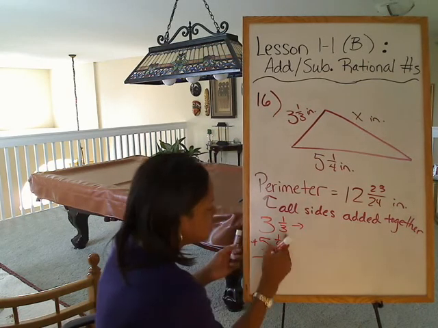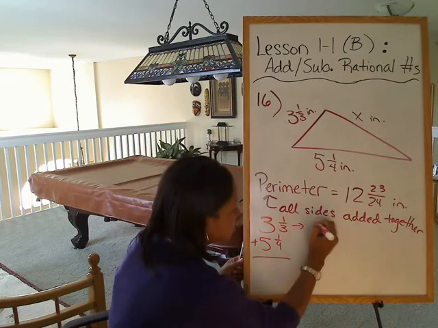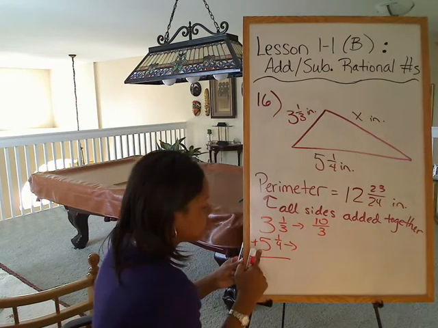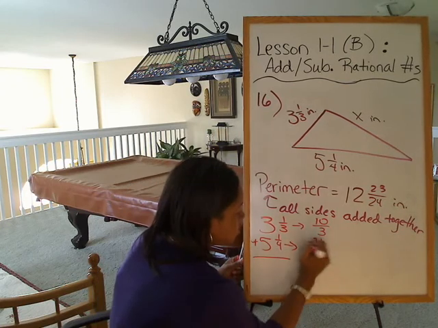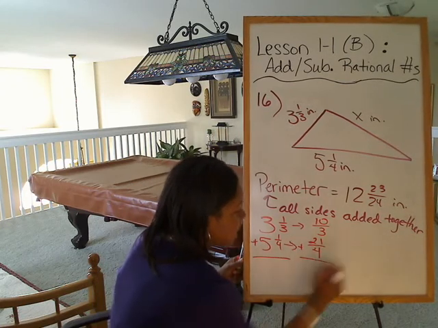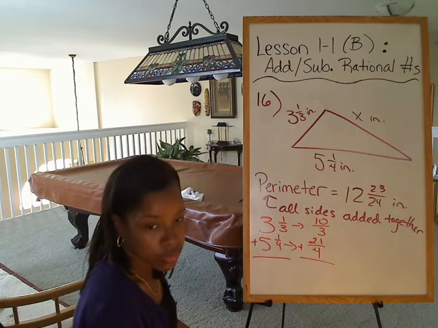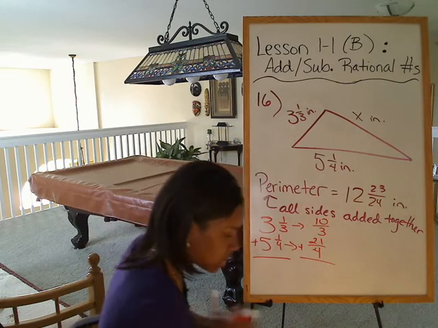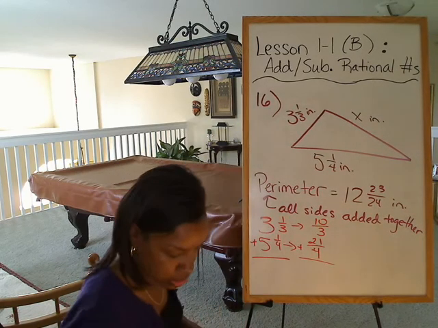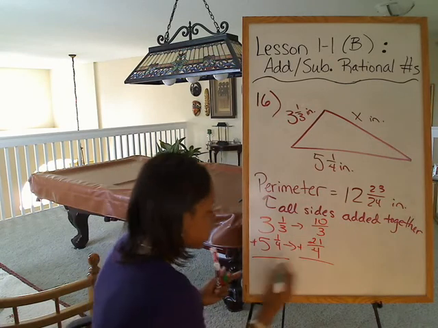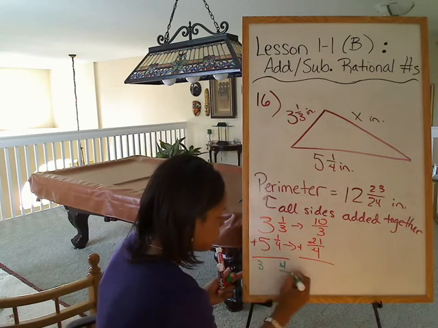First thing I want to do is change these to improper fractions. So I get 3 times 3 is 9, plus 1 is 10. 10 over 3. 4 times 5 is 20, plus 1 is 21. 21 over 4. So we're going to add 10 over 3 and 21 over 4. I need a common denominator.